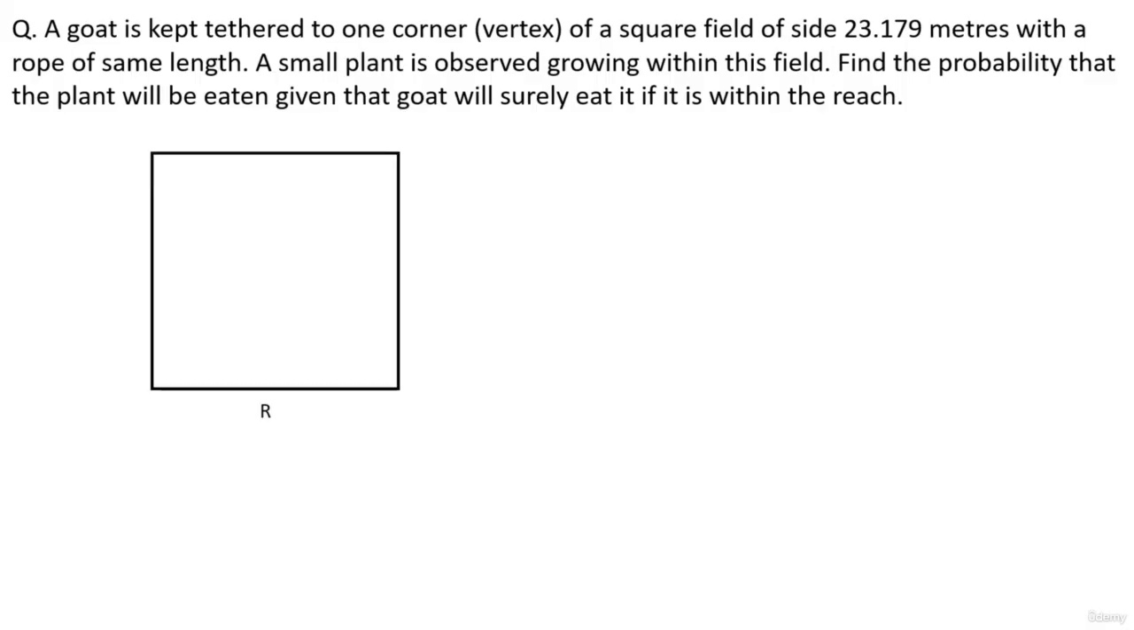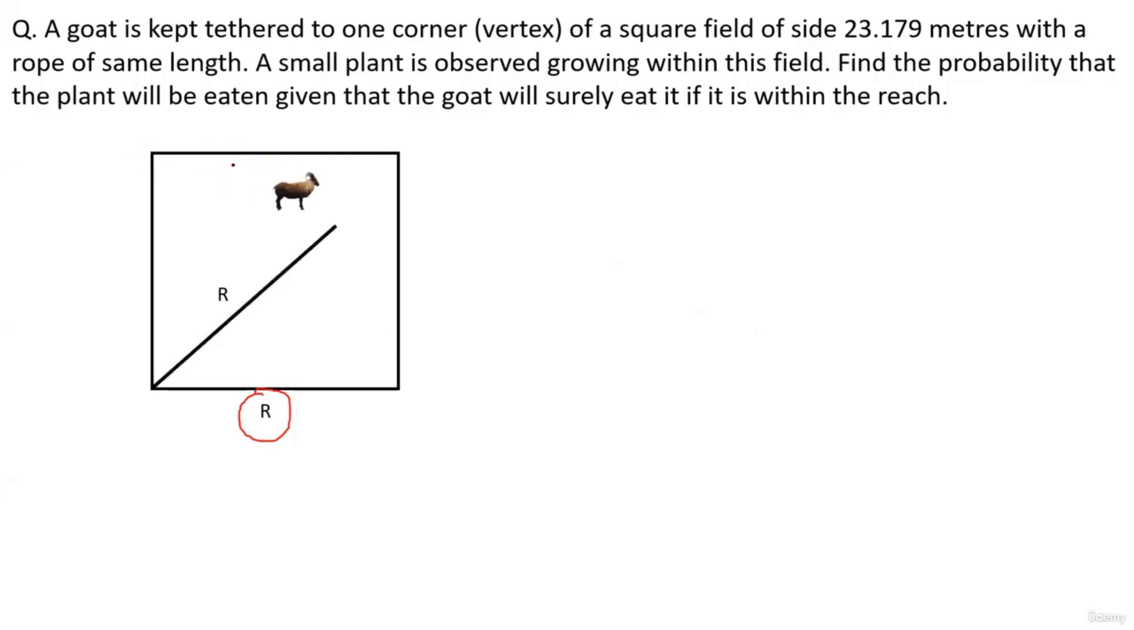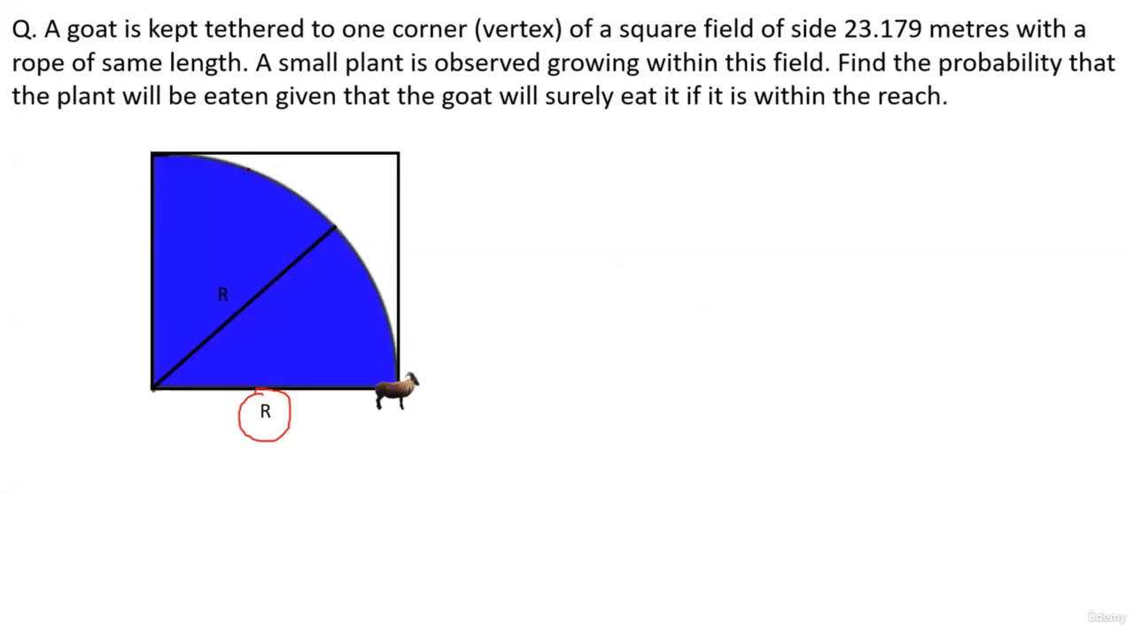All right. So what we have is a square field like this, and the goat is kept tethered to one corner of this square field. Now, guys, if the goat is tethered to this corner and the length of the rope is the same as the side of the square, the area that the goat can graze is basically given by this arc, right? You can observe this arc being formed. This is exactly the area the goat can graze, indicated here in blue. Now, if the plant is lying in this blue region, it can be consumed by the goat, right?